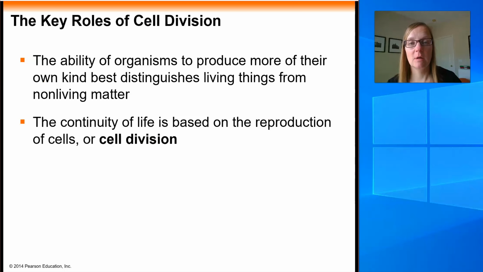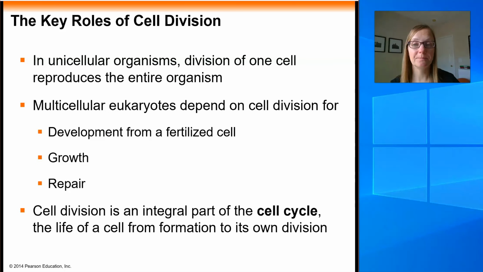So as we get started, the ability of organisms to produce more of their own kind really best distinguishes living things from non-living things, right? Living things can reproduce more of their own kind, and this process of reproduction really depends on cell division, right? If you want to make new organisms, you have to make more cells. And so a lot of this chapter, we are going to focus on this process of cell division and the regulation of when a cell goes through cell division, when it doesn't, when it goes through different parts of the cell cycle.